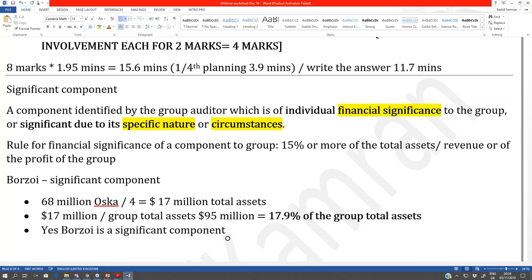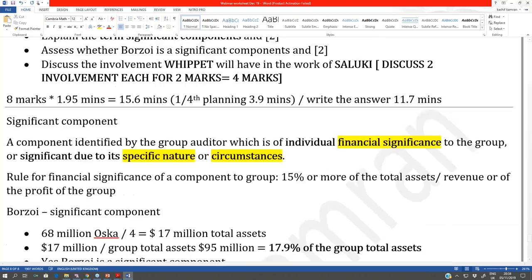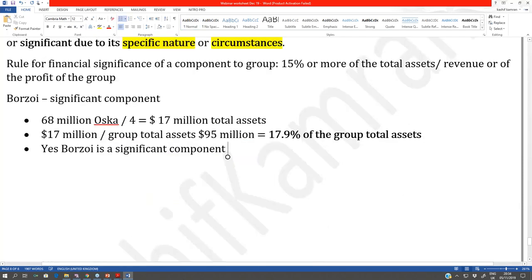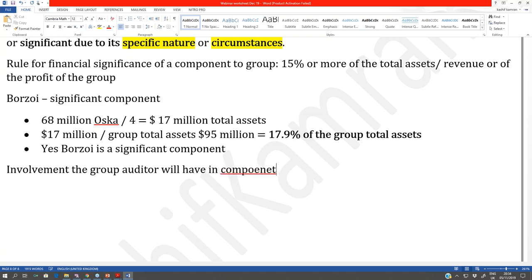The last question of the examiner: discuss the involvement the group auditor, Whippet, will have with the component auditor, Saluki. Discuss the involvement the group auditor will have in the component auditor. And we have 4 marks for this.